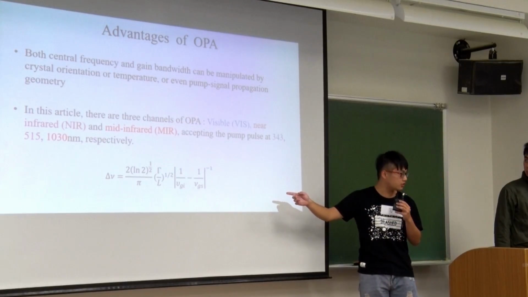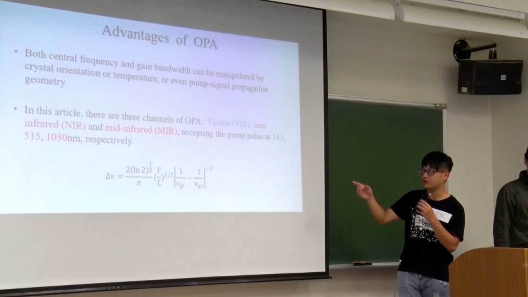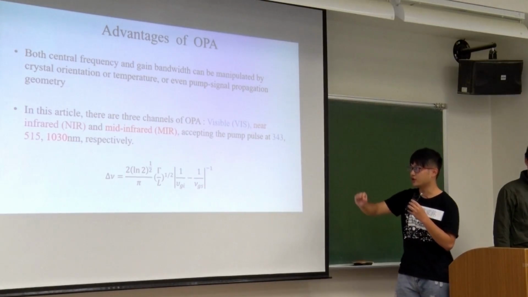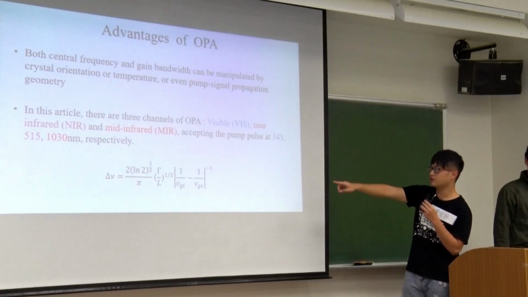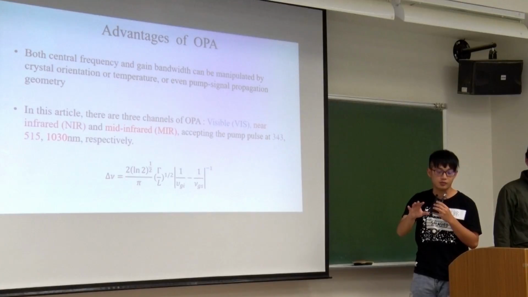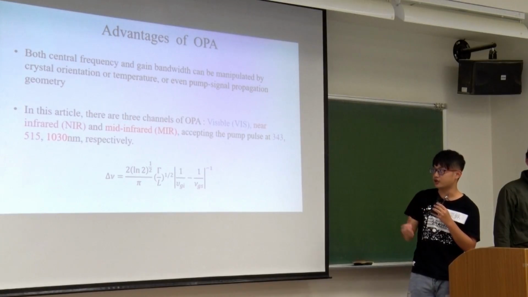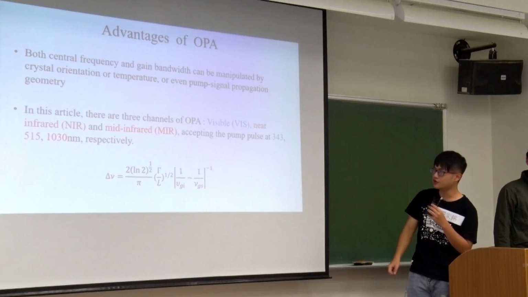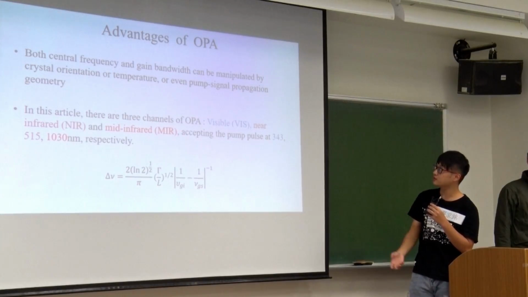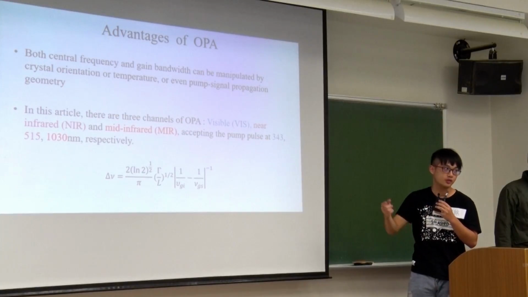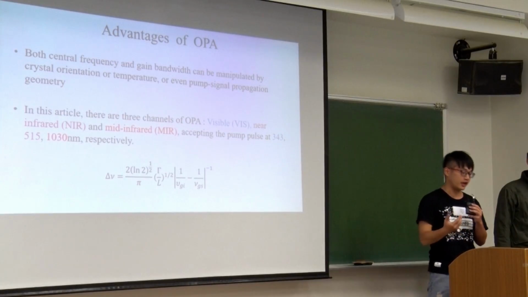And this formula shows the gain bandwidth of your OPCPA, and your gain bandwidth can be controlled by, you can see the last term, your pump and signal propagation geometry, and the big gamma in the middle means that you can manipulate it by crystal orientation or temperature, because your big gamma is a function of that.